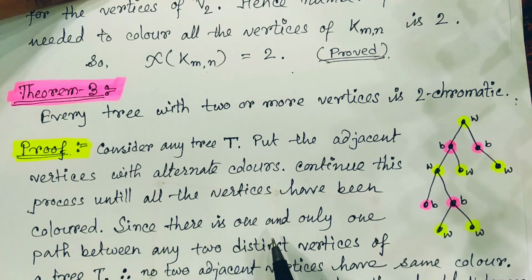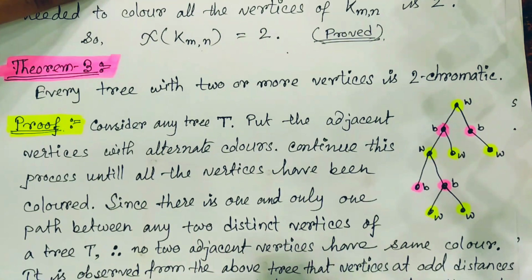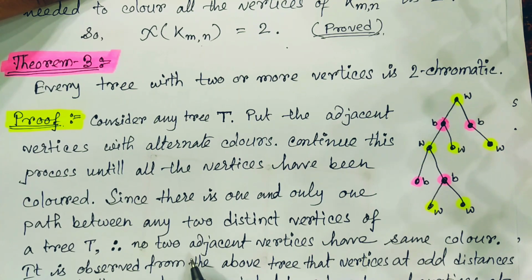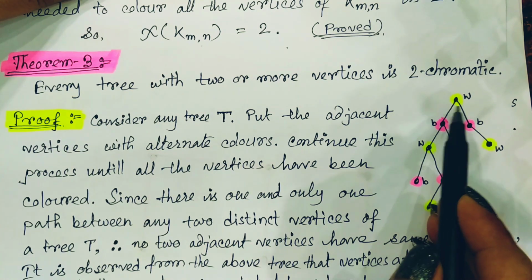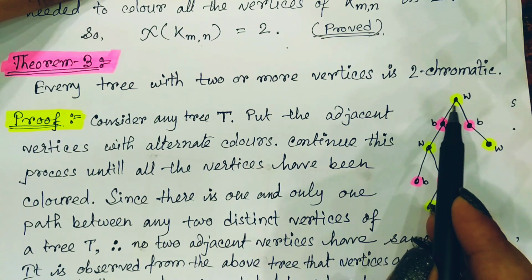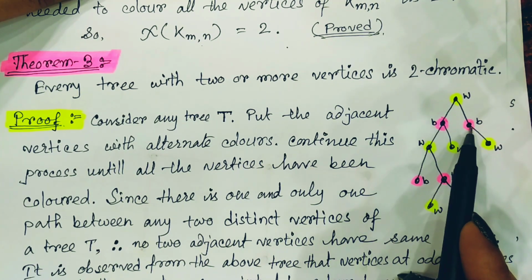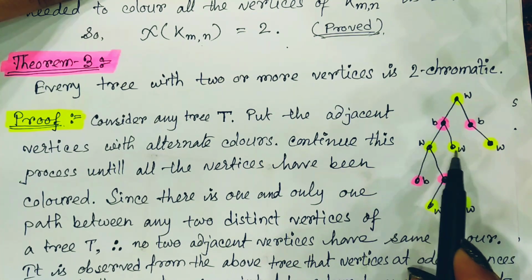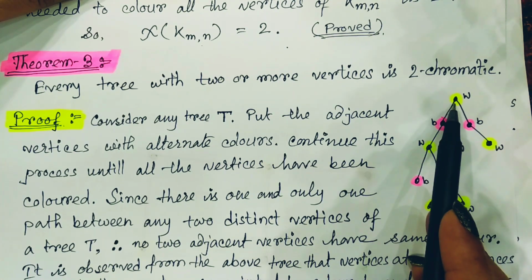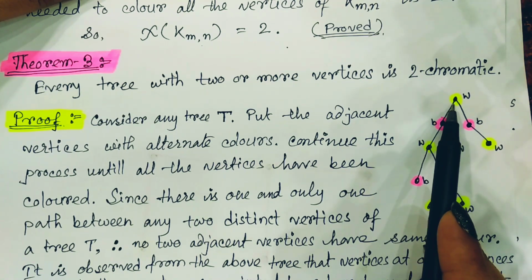Since there is one and only one path between any two distinct vertices of a tree T, no two adjacent vertices have the same color. Just look, if we start from the first vertex and suppose it is given a particular color, then the next level vertices should be colored a different color because they are adjacent to the first one. After that, its next level vertices should be colored with the first color which we assigned to the first vertex, because these two vertices are never adjacent to each other.